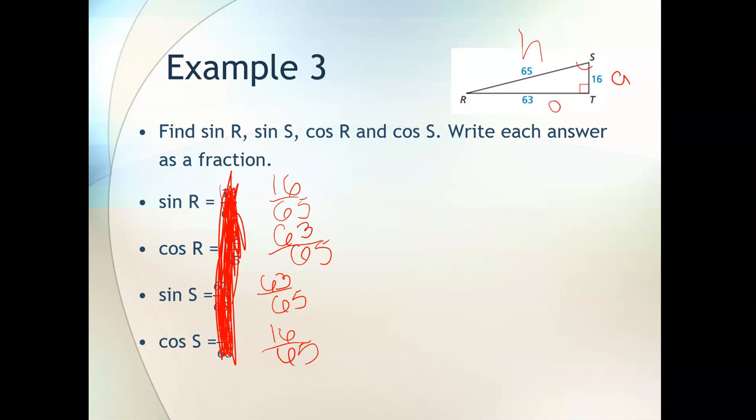You get confused on what adjacent is? It's always the side that touches this angle. So opposite is the one that doesn't touch the angle.